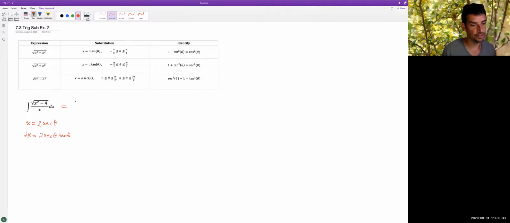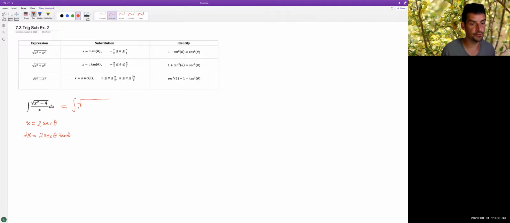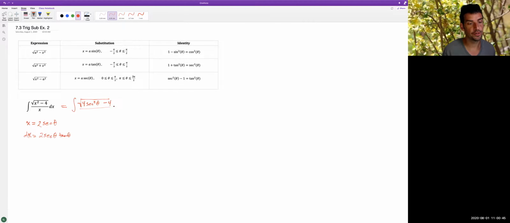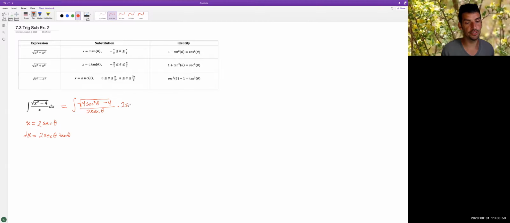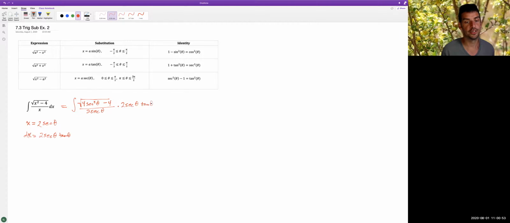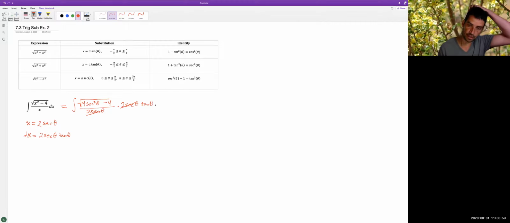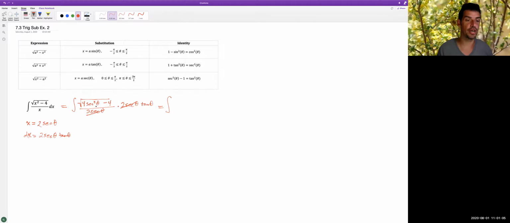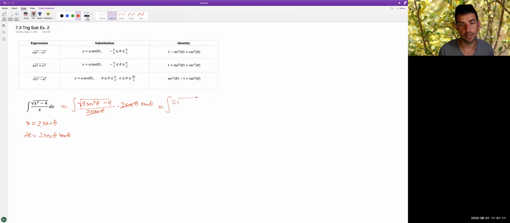Okay? So this integral will become: x squared is going to become 4 secant squared theta, minus 4, over x, which is 2 secant theta, and our dx becomes 2 secant theta tangent theta. So right off the bat, I see that these factors of 2 secant theta can cancel. Let's keep going. I can factor a 4 out of the secant squared theta and the minus 4 and pull that outside of the square root as a 2.